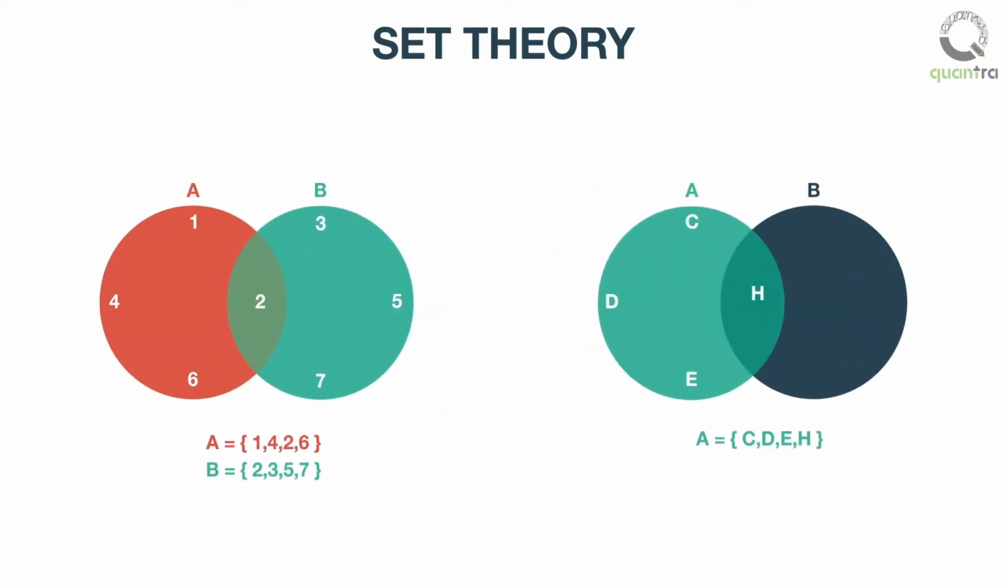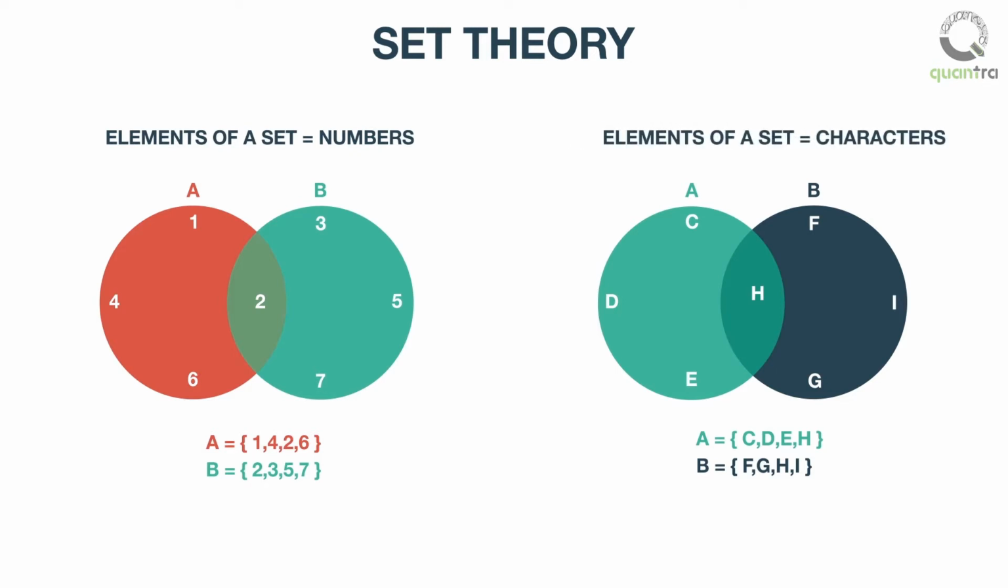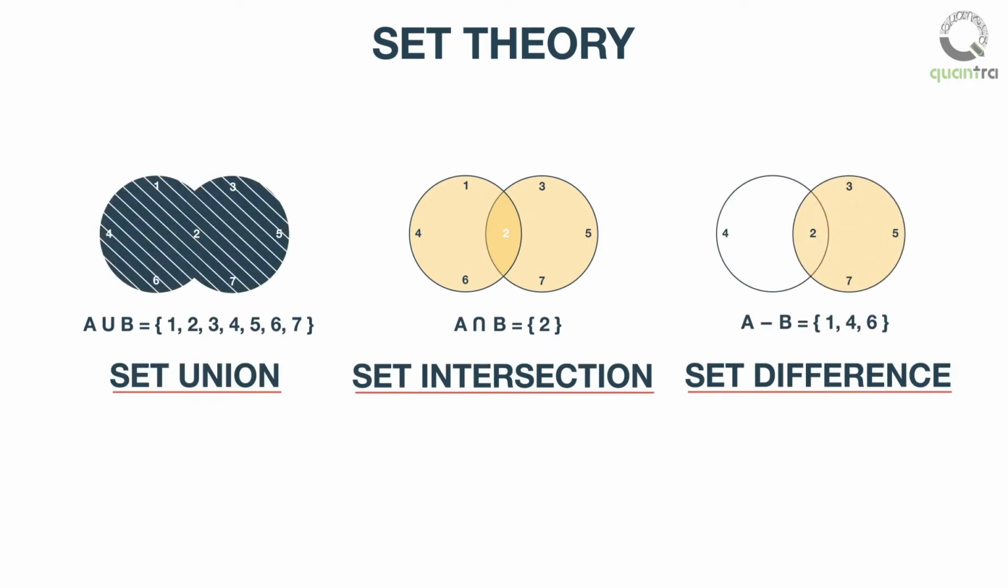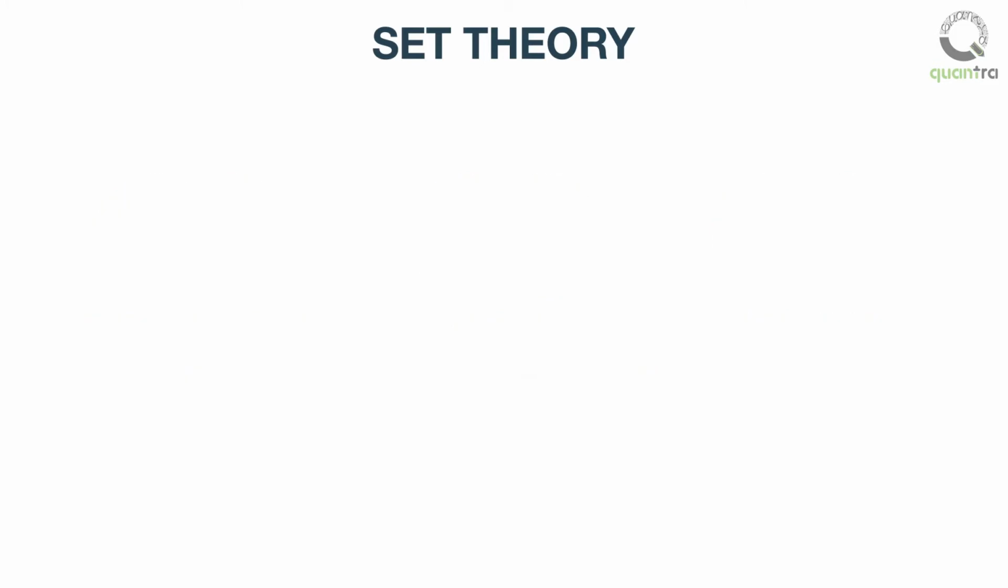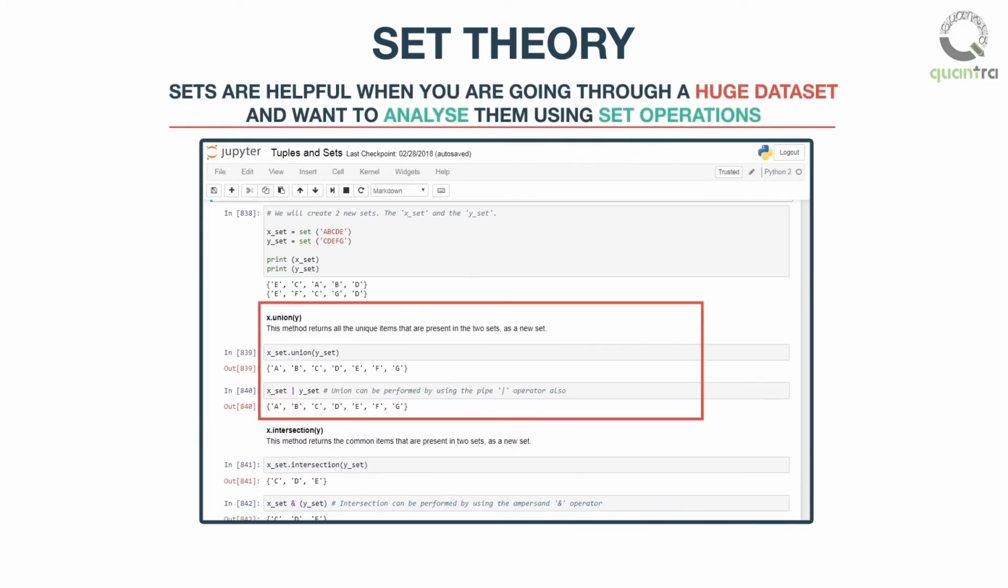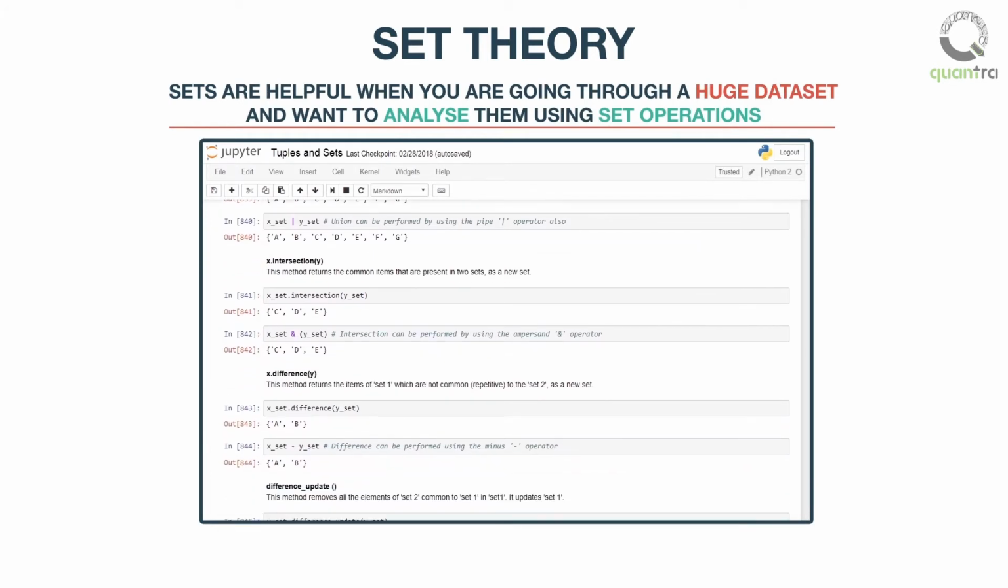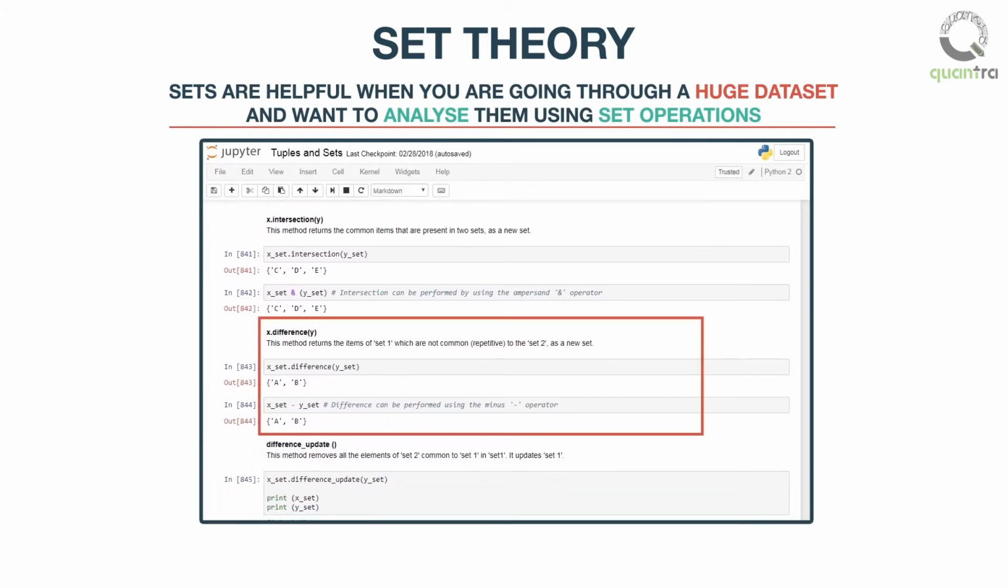The elements of a set can be anything like numbers, strings, or characters. You can even perform mathematical operations like set union, set intersection, or set difference amongst different data sets. You may pause the video and have a look at few of the examples. Sets are helpful when you are going through a huge dataset and want to analyze them using set operations.